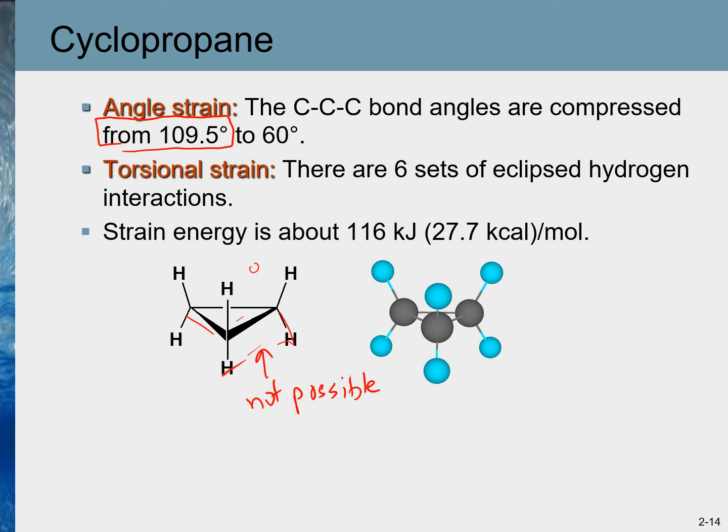The total strain energy is calculated to be about 116 kilojoules per mole, and this is a considerably high amount of strain energy in the cyclopropane molecule. Because of this reason, cyclopropane is not a very stable molecule, and it undergoes several ring opening reactions which are not seen with larger cycloalkane molecules.